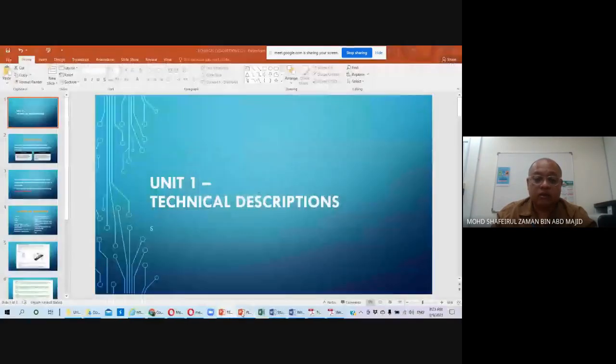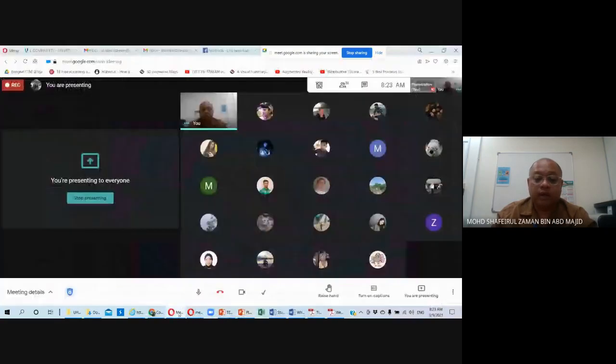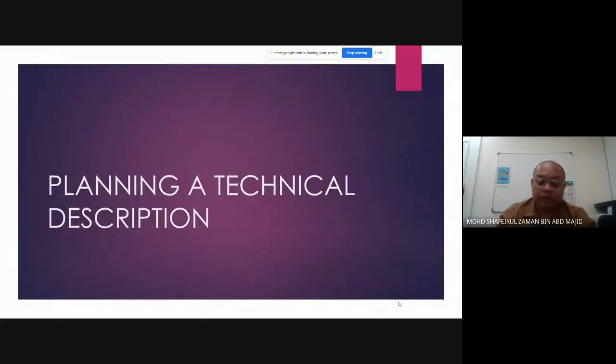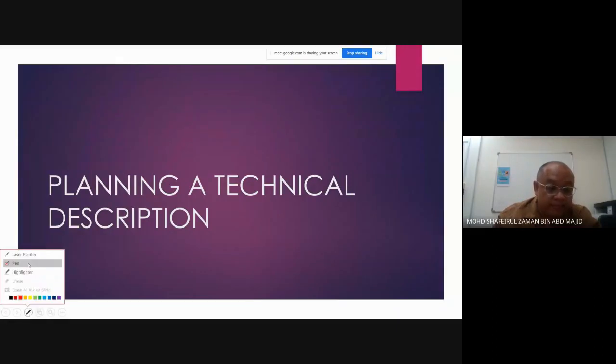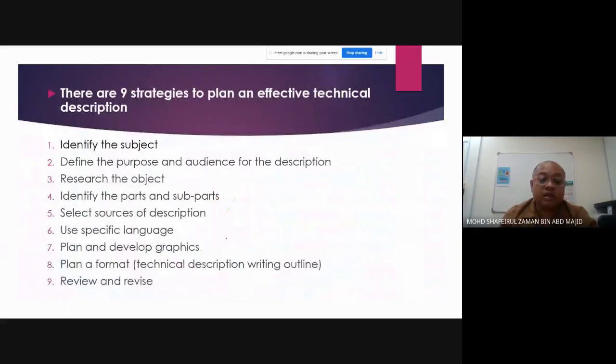Right, and then let's go to the next thing that you're supposed to learn, which is planning a technical description. What does it mean by planning a technical description? We have the features here. So what do you need to consider when you're planning for a technical description? There are 9 strategies to plan for an effective technical description, starting from number 1 here, identifying the subject, up until review and revise.